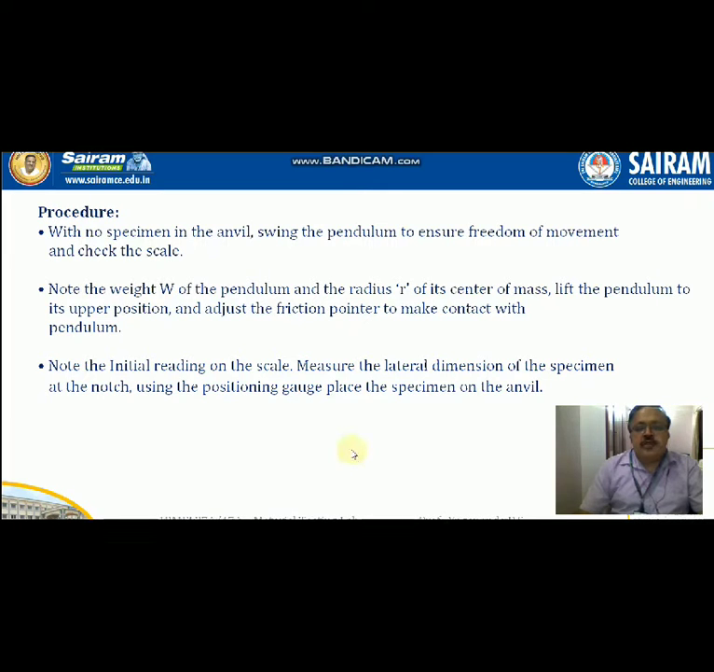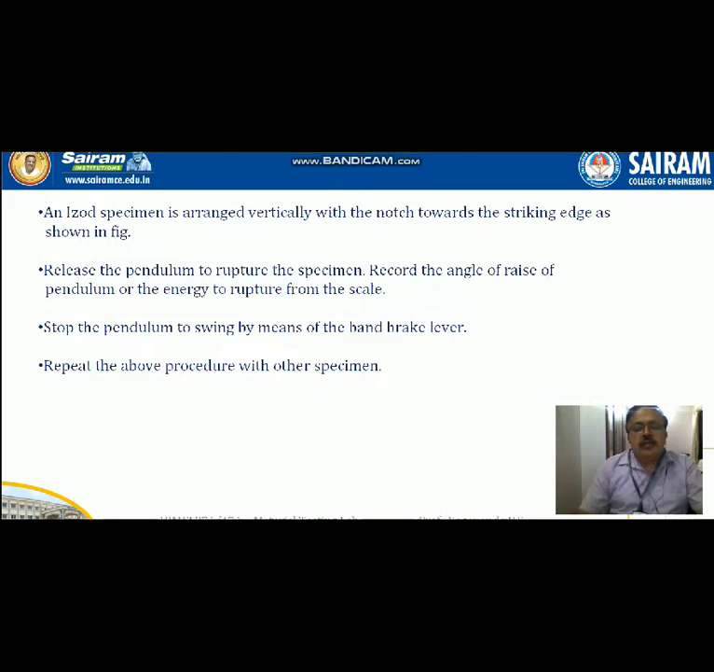Adjust the friction pointer to make contact with the pendulum. Note the initial reading on the scale. We have two scales: the Charpy test has a separate scale, and the Izod test has its own individual scale. Measure the lateral dimension of the specimen at the notch. Using the positioning gauge, place the specimen on the anvil. The Izod specimen, as we said, is arranged vertically.